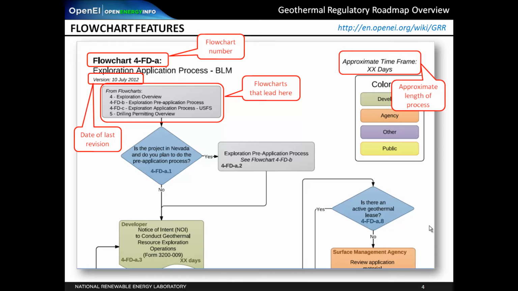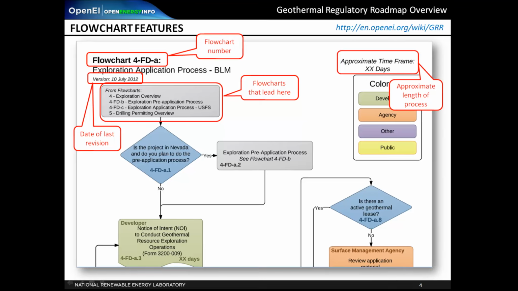To help guide the user between flowcharts, each flowchart also lists all flowcharts that lead users into this flowchart. In the example shown, flowcharts 4, 4FDB, 4FDC, and 5 point the user to this flowchart, 4FDA.